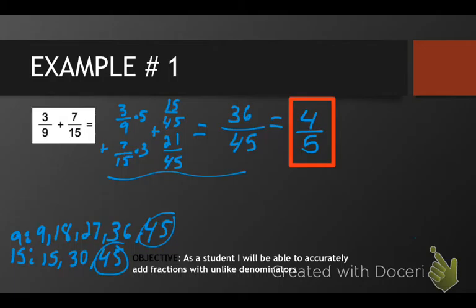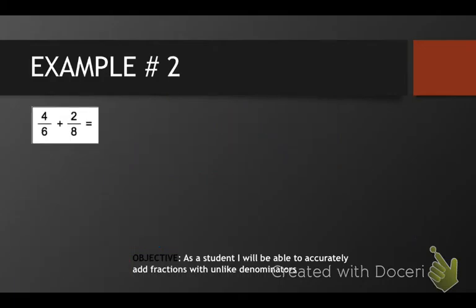Ladies and gentlemen, that's example number 1. We're going to go ahead and move on to example number 2. We have 4/6 and we have 2/8. First thing I'm going to do is rewrite them. 4 over 6 plus 2 over 8. I'm going to use these, okay? Now, it's going to become something.